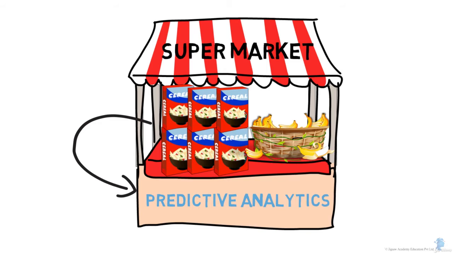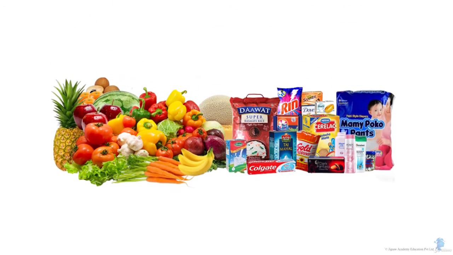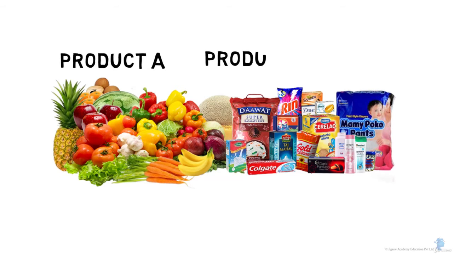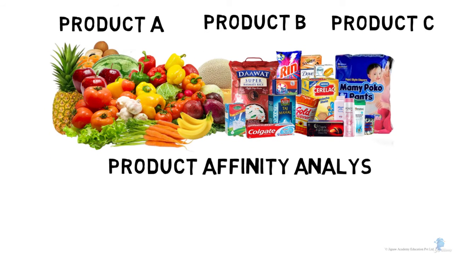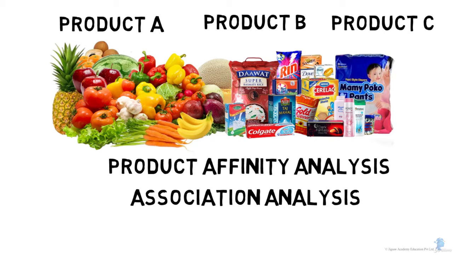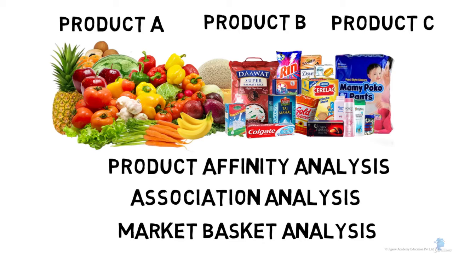This is predictive analytics. You can actually see this in most of the big supermarket chains all over the world. Retailers are very interested in understanding relationships between products. They want to know if a person buys product A, is he also likely to buy product B or product C? This is called product affinity analysis or association analysis and is commonly used in the retail industry. It's also called market basket analysis and is used to refer to a set of techniques that can be applied to analyze a shopping basket or a transaction.